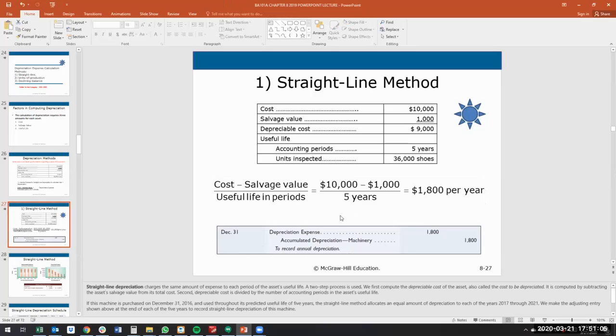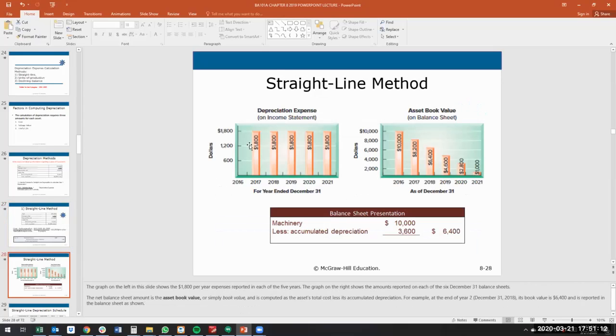So if this was half a year of depreciation, it'd be 900 for the first year and 1,800 for the subsequent years. So depreciation expense is always going to be even on the income statement, and the book value will decline evenly. Understanding how the depreciation methods impact the balance sheet and income statement from a variable perspective, from a mathematic perspective, is very important.